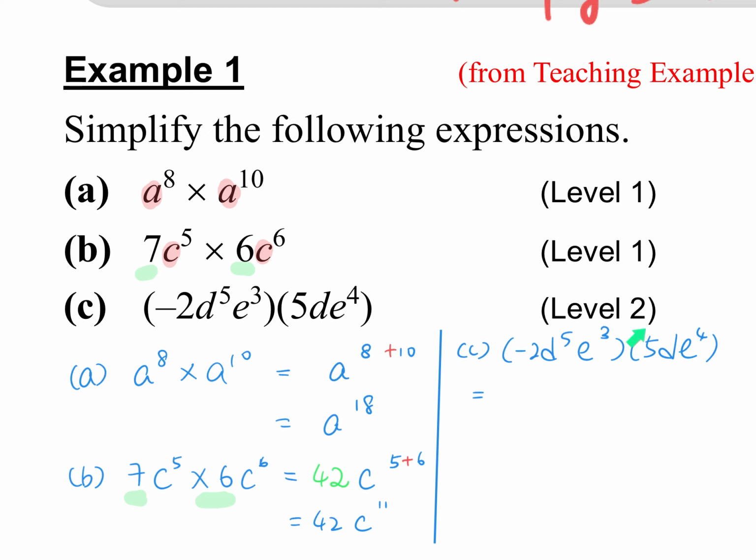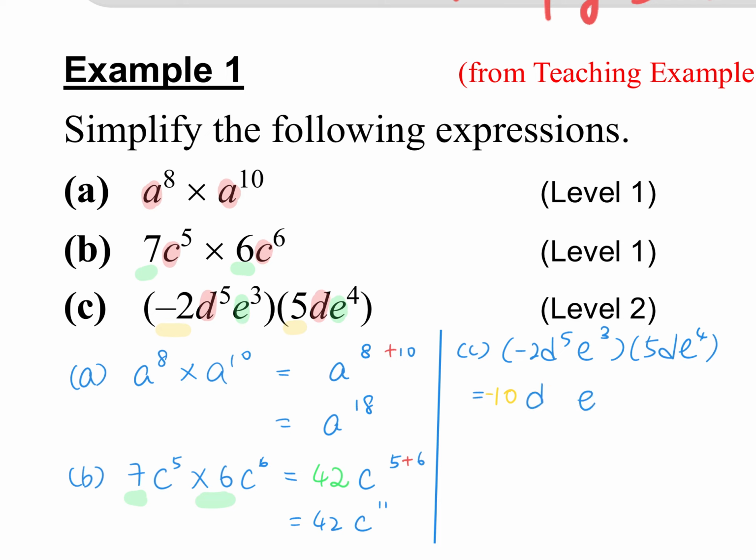Part C, this is a level 2 example. Look at these two numbers. First of all, there are some parts of the numbers having the same base. Let me highlight. Both of them have some parts with base D and then base E. Also, there are two constants, -2 and 5, that can be multiplied. So let's find out the product of the constants. -2 times 5 will be -10.